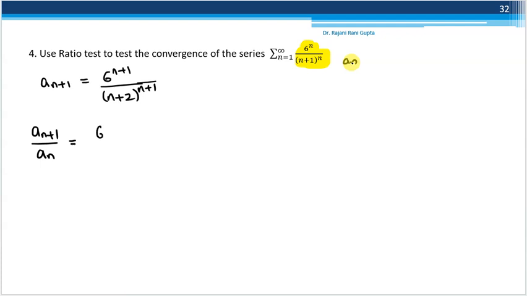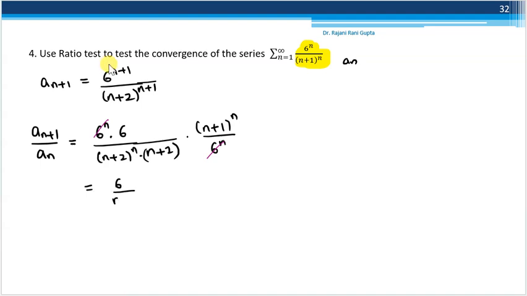You will get 6 power n. I'm splitting the terms here. n plus 2 to the power n, n plus 2. And here you will have n plus 1 to the power n over 6 power n. But you can cancel 6 power n. Then simplifying this gives you 6 over n plus 2. Then you can see that n plus 1 and n plus 2 are the terms with power n, so you can combine them together and write n plus 1 over n plus 2 to the power n.